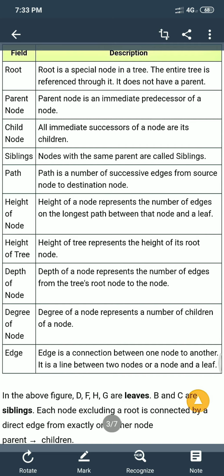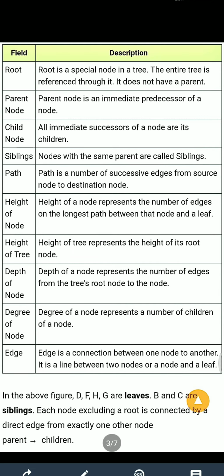Next, depth of a node. The depth of a node represents the number of edges from the tree's root node to the node. And next, the degree of a node represents the number of children of a node. Edge. An edge is a connection from one node to another node. It is a line between two nodes, or a node and a leaf.